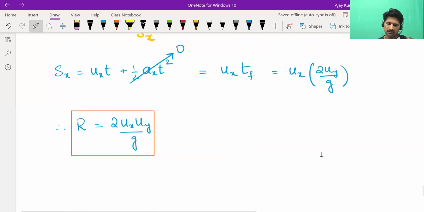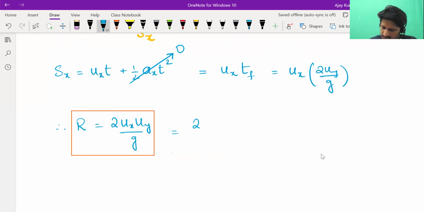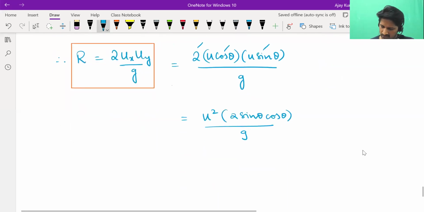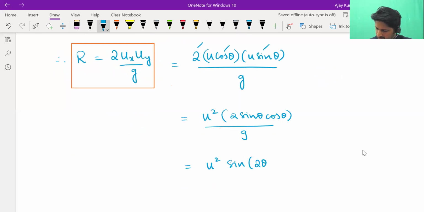2ux uy divided by g. You can write this as 2 times ux was u cos theta, uy was u sin theta, divided by g. And in many books, you will find it this way. U into u becomes u square. You will be left with 2 sin theta cos theta divided by g. And 2 sin theta cos theta, according to the identities of trigonometry, becomes sine of 2 theta divided by g. That is also a formula for range.